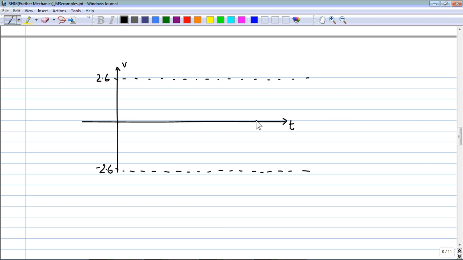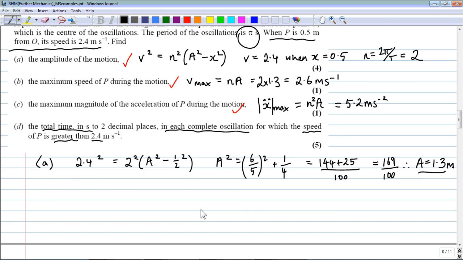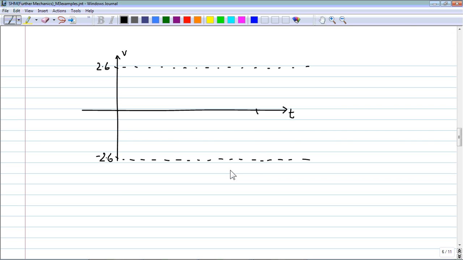So suppose this is the end point, just for interest's sake. The period is pi, so this number here is actually pi. Okay, and so let's say pi over 2 is somewhere in the middle. So if I drew a sine wave, it would be something like this. Okay, not very good, but never mind. That's not bad.